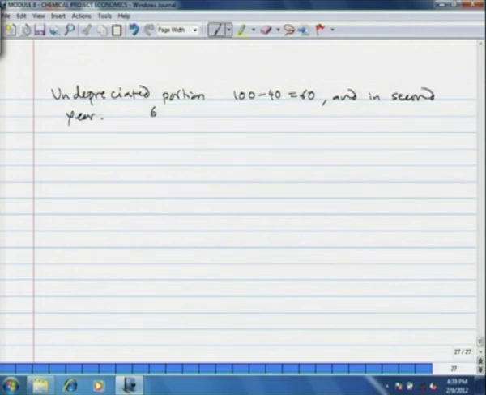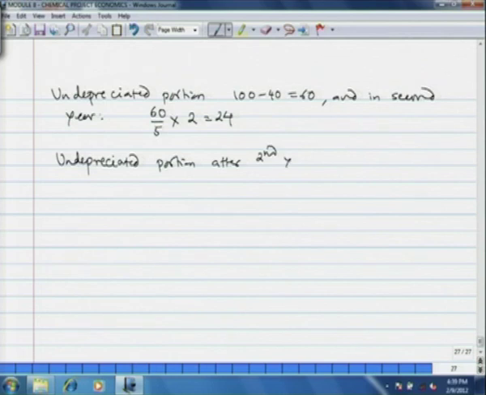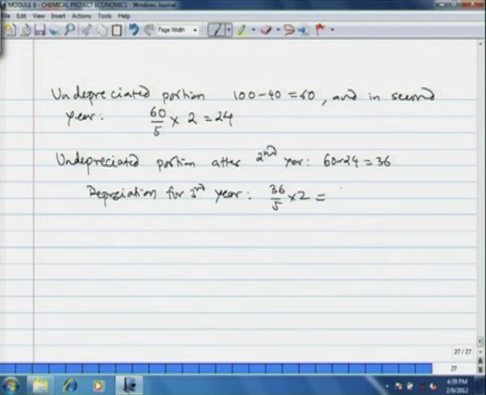Then in the second year it is 60 divided by 5 into 2, that is 24. Okay. Then the undepreciated portion after the second year is 60 minus 24, that is 36, and then depreciation for the third year is 36 by 5 into 2, that is 14.4, and so on and so forth. So, this is how you have to calculate the depreciation.